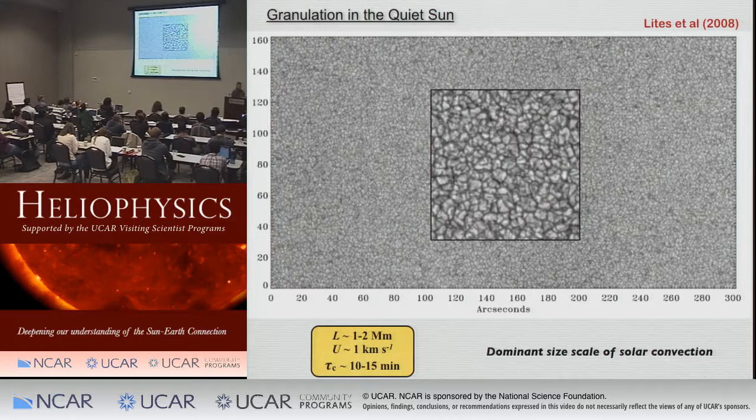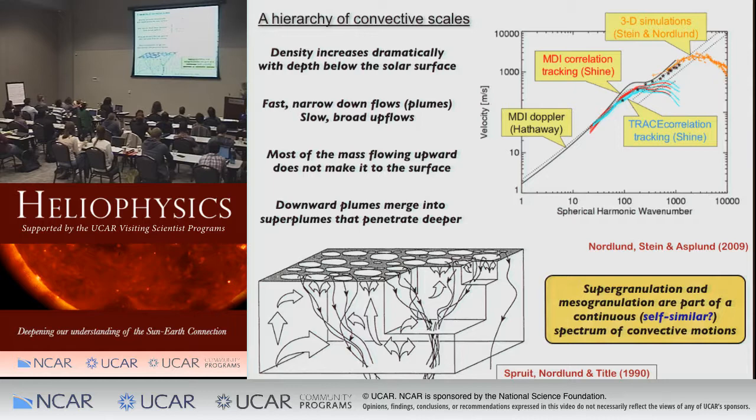All right. So you have this hierarchy of convective scales. So this is a velocity spectrum versus spherical harmonic wave number. So this is sort of in meters per second. And it peaks at a spherical harmonic wave number of about a few thousand. So this is the granulation. And then there's a little bump here. So the solid line here is a correlation tracking. So that's an observational result, that solid line.